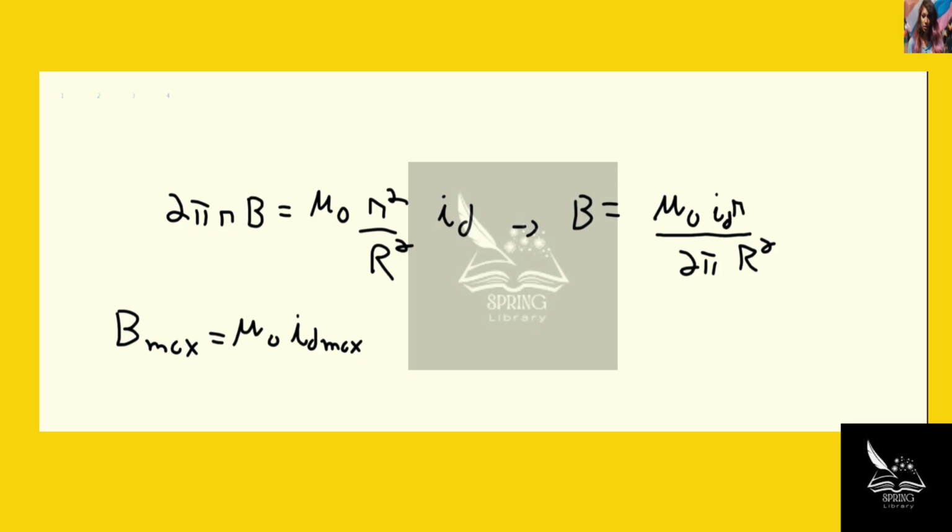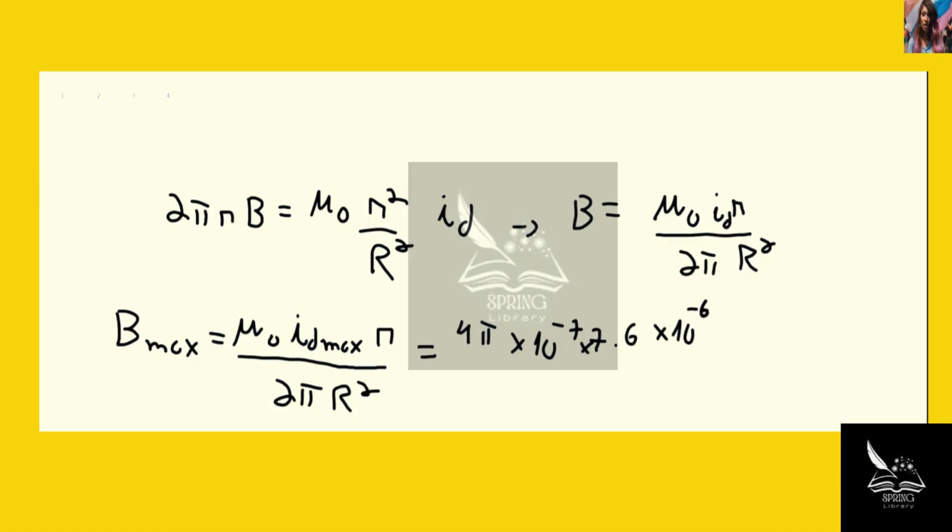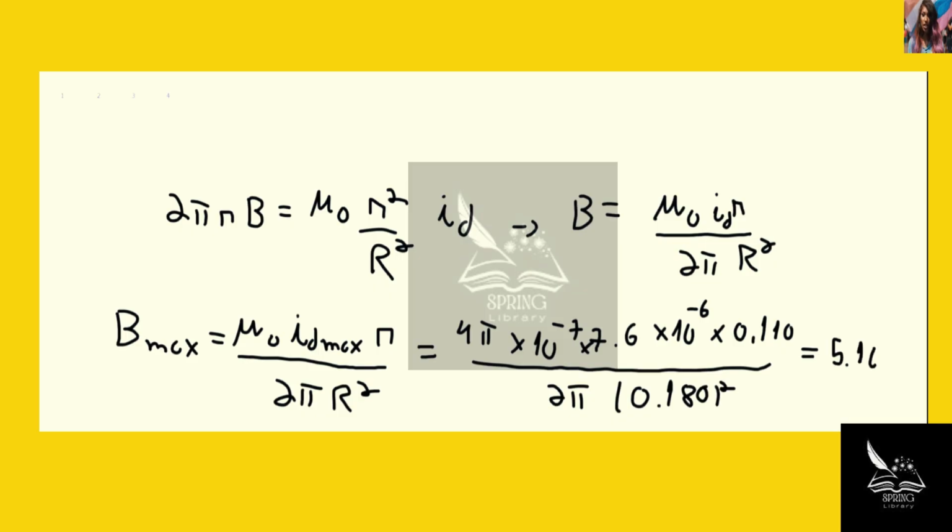times r divided by 2 pi R squared, and we can plug in values. This is 4 pi times 10 to the minus 7, I is 7.6 times 10 to the minus 6, r is 0.110, divided by 2 pi times 0.180 squared, and this gives us a maximum magnetic field of 5.16 times 10 to the minus 12 Tesla.